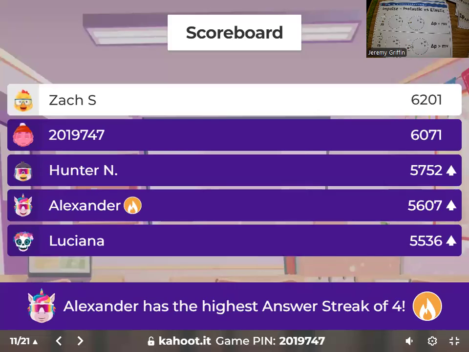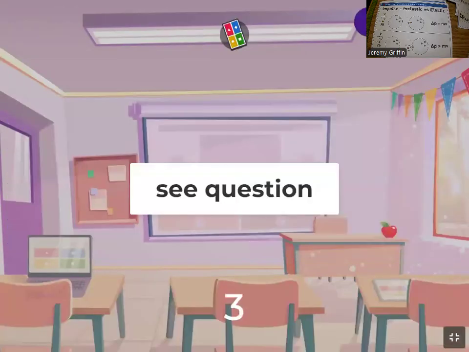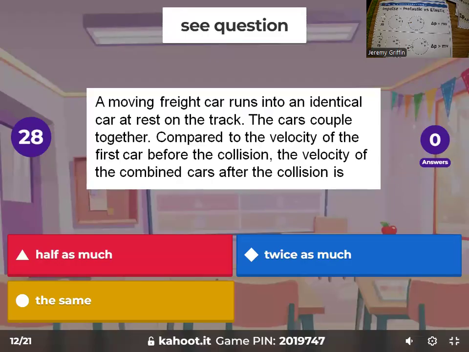So let's see. We've got Luciana, Alexander, Hunter, Tommy Two-Tone, Zach. A moving freight car runs into an identical car, same mass, that had been at rest on the track. The cars coupled together. Sounds like inelastic. I think you guys did a lab on that. Compared to the velocity of the first car before the collision, the velocity of the combined car after the collision.